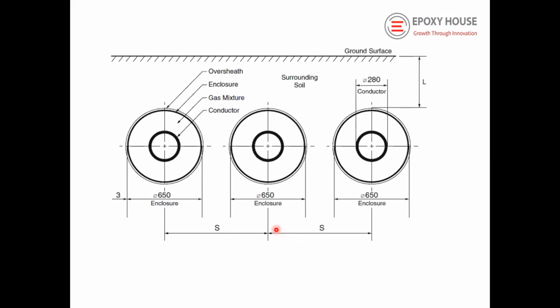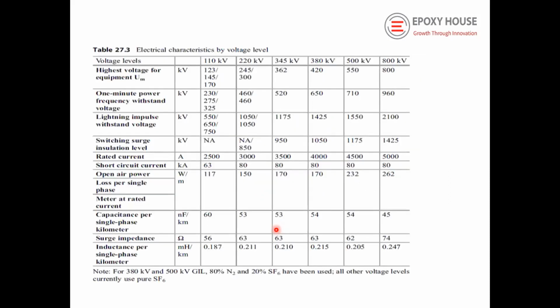There are some disadvantages, but this can be used anywhere, underground also, like cables, embedded into the ground. The transfer of power can be increased by improving the connections and metallic connections. These are the electrical characteristics of the GIL at different voltage levels. 110 to 800 kV is shown here, and the capacitance is also mentioned. The surge impedance is also given here, and the inductance also.